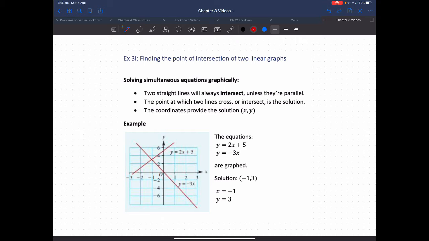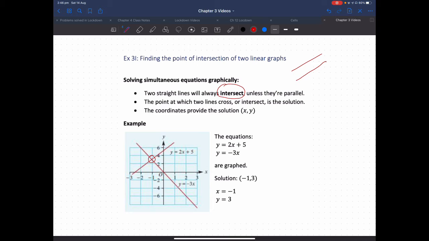We're starting off in exercise 3i by solving simultaneous equations using graphs. Their solution occurs where their graphs cross each other, they intersect. So if we can draw these to scale, the point at which they cross each other is where their solution is. If, though, the straight lines don't cross each other, they are parallel lines, there would be no solution.